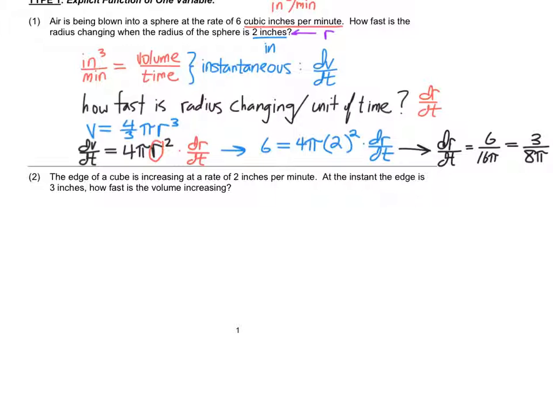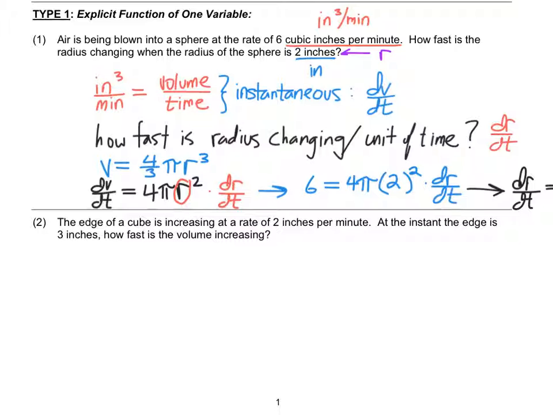Anyway, the edge of a cube is increasing at a rate of 2 inches per minute. All right, so let's think units here. 2 inches per minute. So that's a linear measurement divided by a unit of time. All right? They're telling us, and we'll get into what that represents in a second. At the instant the edge is 3 inches, how fast is the volume increasing?